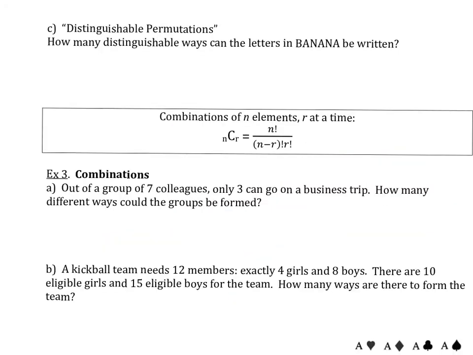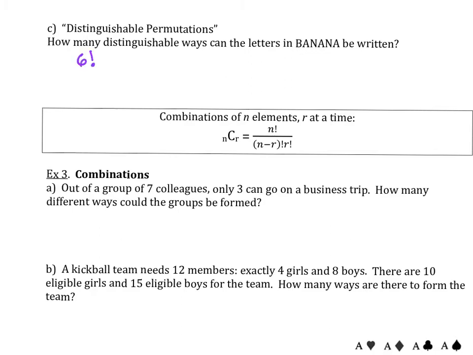Now before we get to combinations, let's consider what your book calls distinguishable permutations. How many distinguishable ways can the letters in banana be written? If I'm thinking this is kind of like a permutation, it's kind of like the POTUS problem. How many letters are there? There's 1, 2, 3, 4, 5, 6. So it seems like it should be 6 factorial, but we have some issues here.